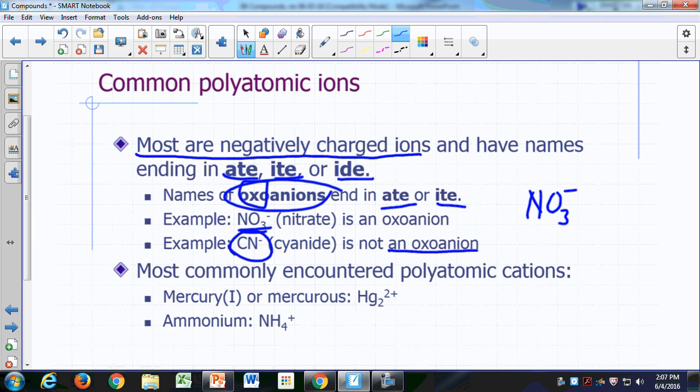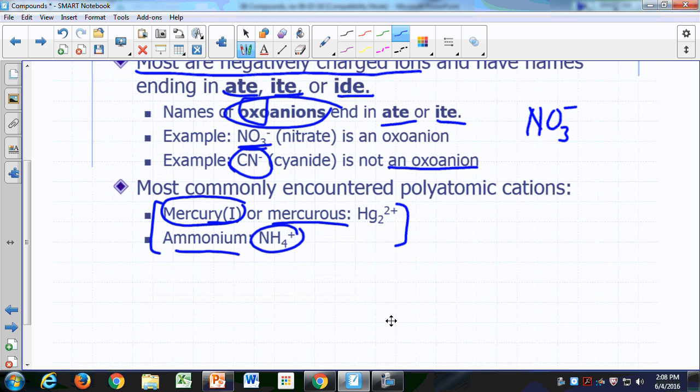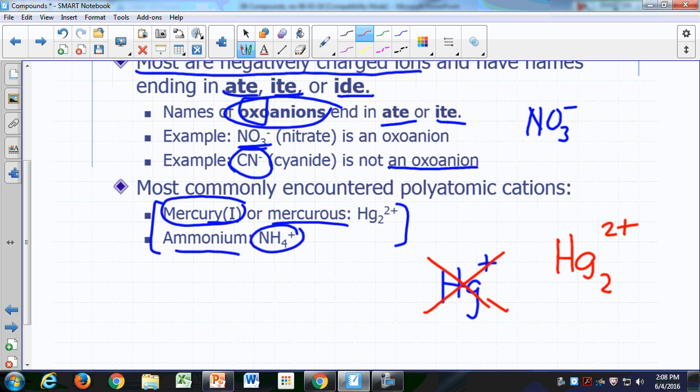The only two polyatomic ions that you're likely to encounter as far as compounds are concerned are mercury Roman numeral 1, also known as mercurous ion, and the ammonium ion, which we already talked about. You'll notice the formula for mercury 1 is not Hg plus 1. Mercury 1 is in fact a pair of mercuries. It's a diatomic ion, so its formula is Hg2 with a +2 charge. You always have to write that subscript 2.